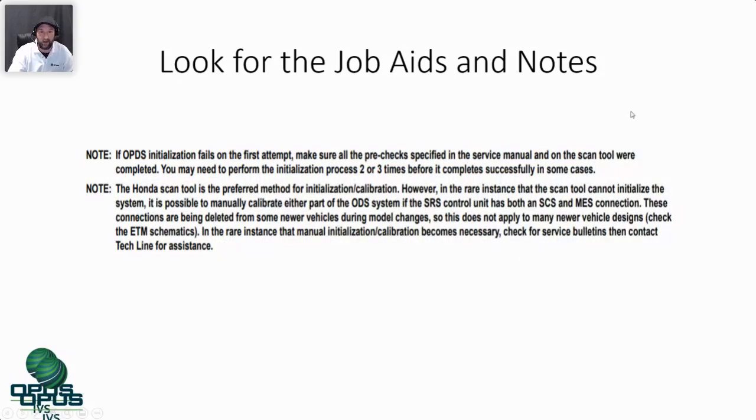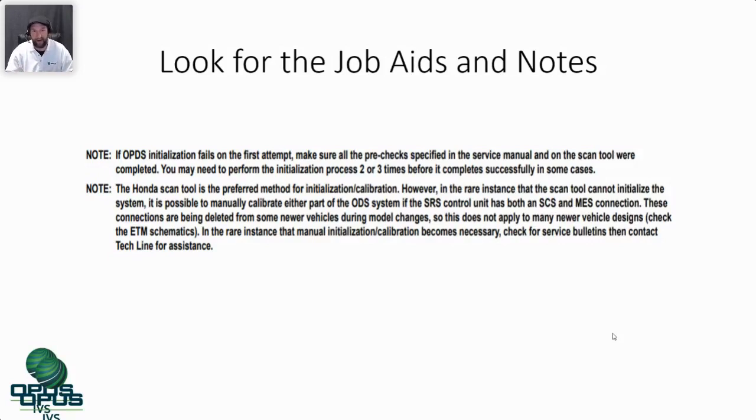In the job aids and notes, there was something even more important that I came across, and here's one of the notes. If the OPDS initialization fails on the first attempt, make sure that everything you've done, your setup, was proper. Go in there and perform that initialization process 2 or 3 times before it completes successfully, sometimes. Again, the Honda scan tool is the preferred method of initialization and calibration. However, in the rare instance that a scan tool cannot initialize the system, you can also manually calibrate either part of the ODS system or the SRS control unit using an SCS or MES connection.